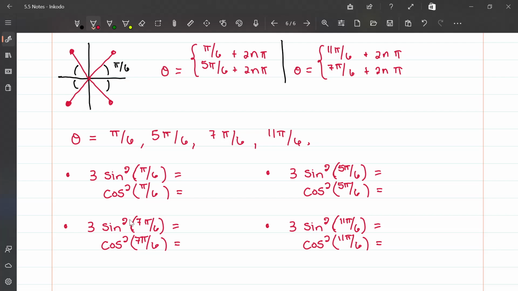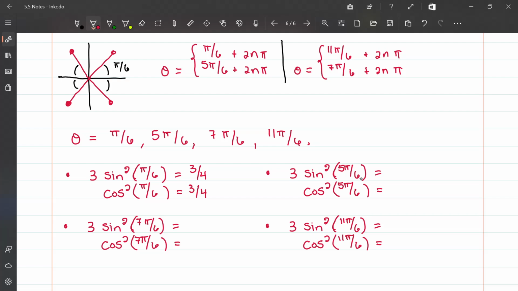The other thing is, because they are squared, we no longer have to worry about positive or negative. All we need to do is square that number. So, for example, we know that sine squared of pi over 6 should just be 1/2 squared, which is 1/4. We have 3 times 1/4, so that should be 3/4. Cosine squared should be what happens when I take root 3 over 2 and square it, so that should be 3/4. Oh, they got the same thing. All right, let's move on to the next one.